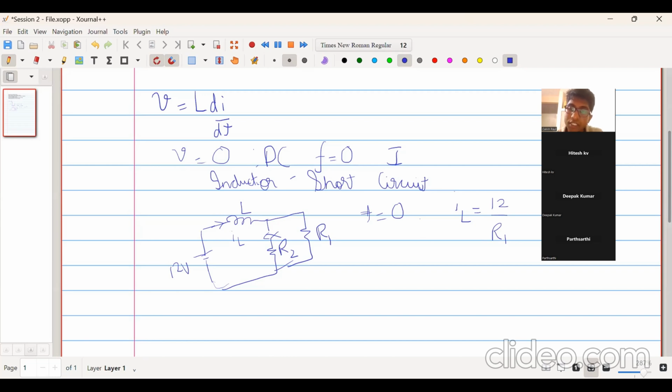Now, when I close the switch, this is the value of inductor current at 0 minus, just a very short duration before the switch is closed: 12 by R1. Then when we close the switch, at that instant, denoted as 0 plus, the inductor current will still be 12 by R1. And then further it will change depending on the network.